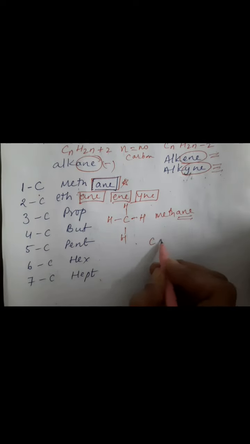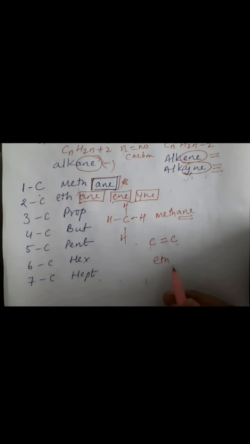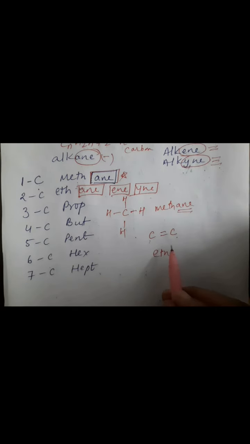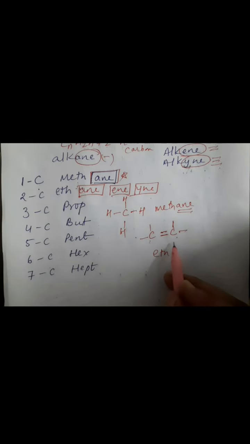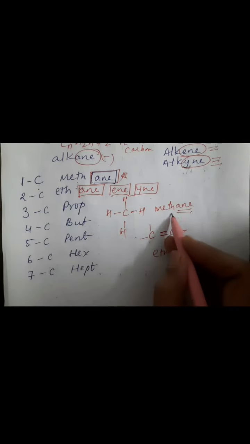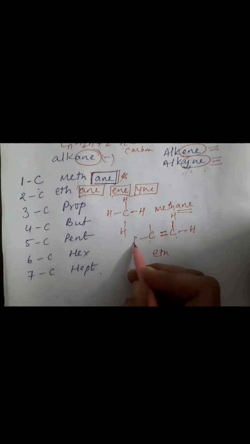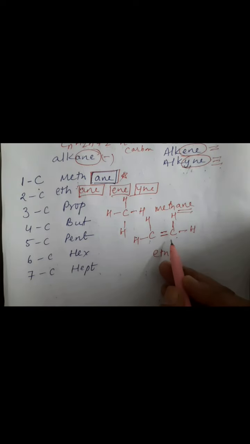Now if a double bond is there, first we need to count the number of carbons. Here 2 carbons are there, so we call it eth. Then next we need to balance out the valencies. Here 2 carbons are there, 2 bonds are there, so we'll make it 4. Count and make 4. So now it has got 4 bonds, and the rest we satisfy with hydrogen. Already 2 got satisfied with carbon, so the remaining 4 we satisfy with hydrogen.